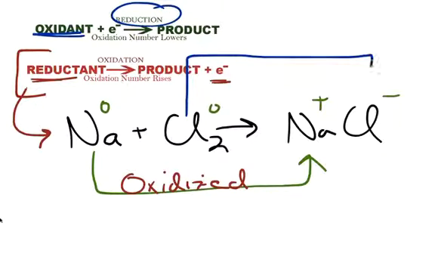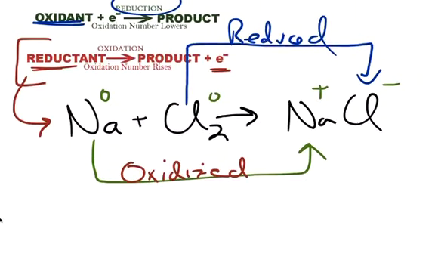So notice chlorine went from 0 to a negative 1. It gained electrons, so it was reduced. So a little bit tricky with terminology. The thing being reduced is the oxidizing agent. The thing being oxidized is thus the reducing agent. But hopefully as we use these more, they'll make more sense.